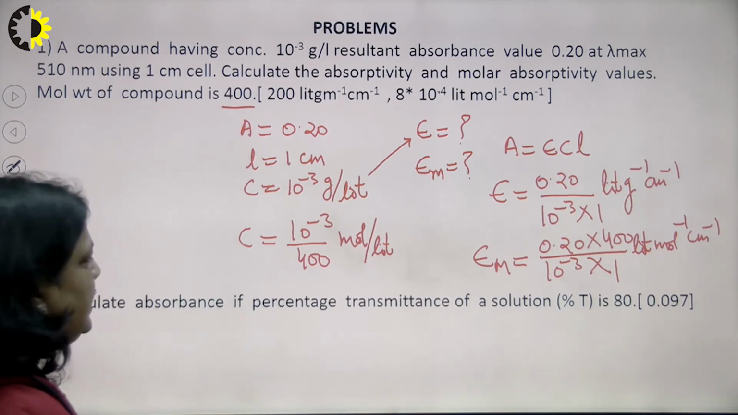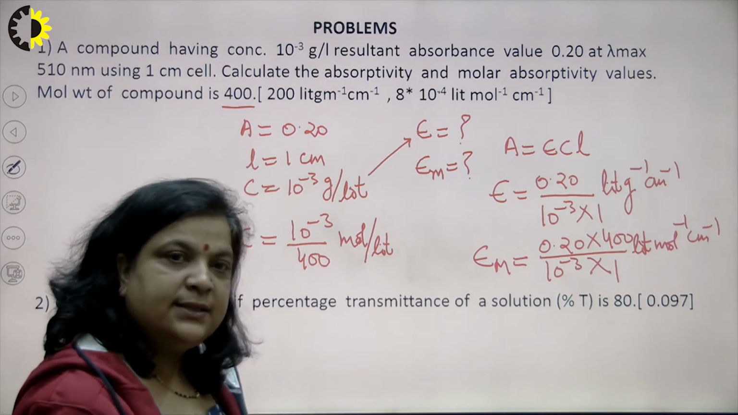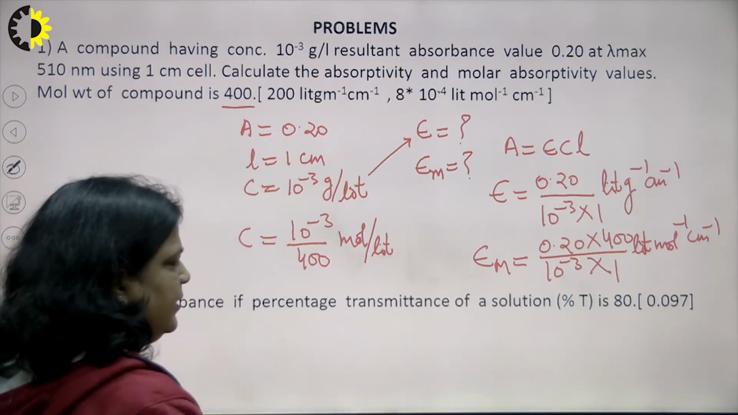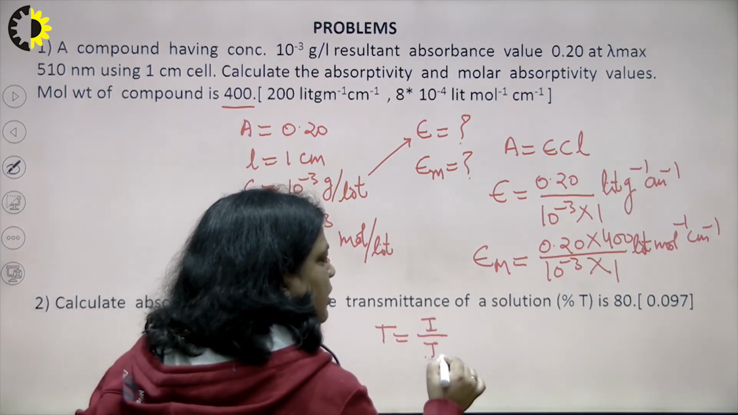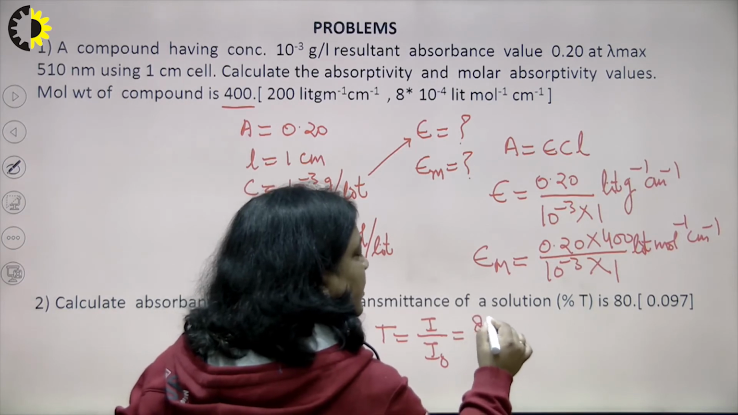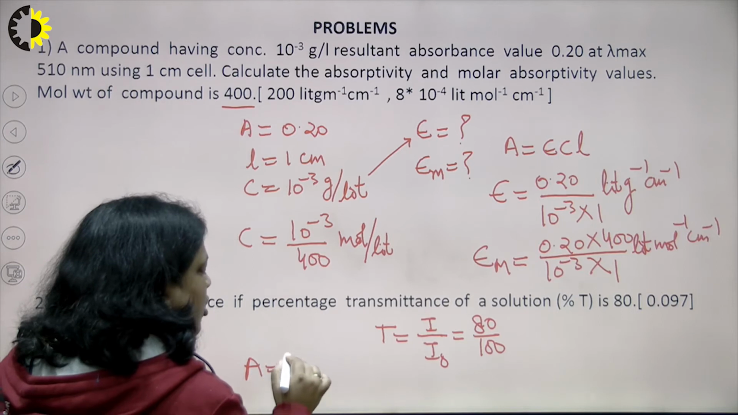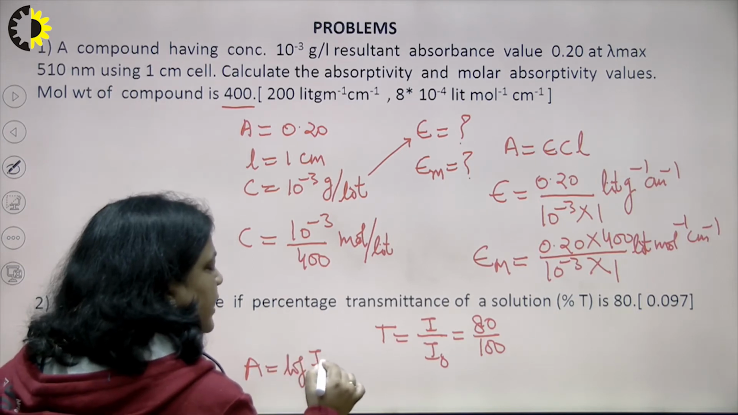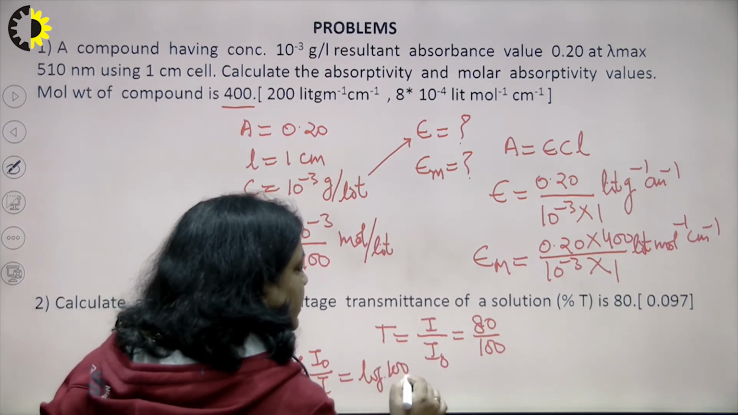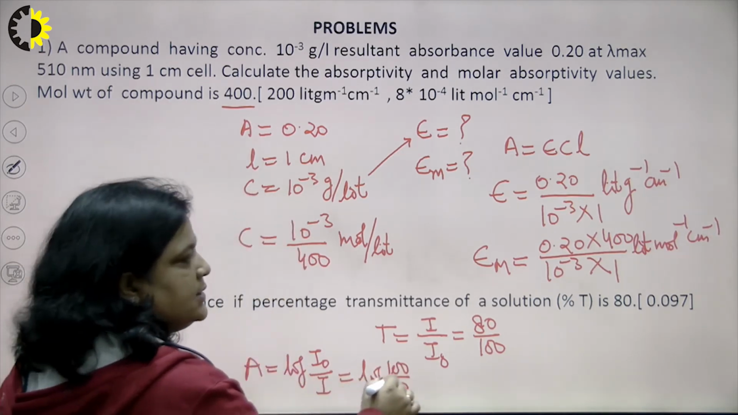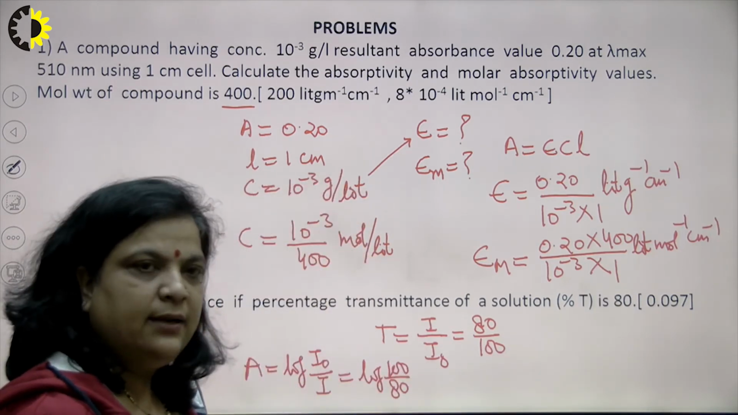Now, second, calculate the absorbance if the percentage transmittance is 80%. T is equal to I upon I naught, and which is 80%. So 80 upon 100. Now A is log of I naught upon I. It means log of 100 upon 80. And when we solve this, we get the value 0.097. I think it is clear.